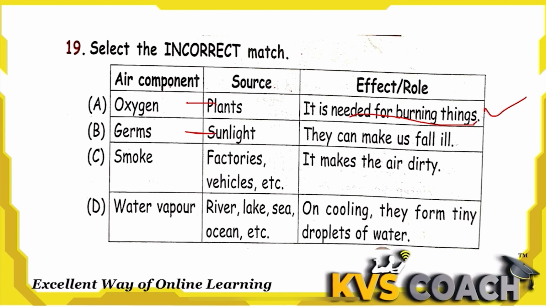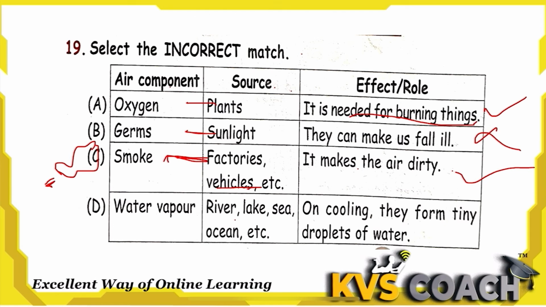Second is germs, source is sunlight. No, this is wrong. We cannot get germs from the sunlight. Smoke, factories and vehicles. Yes, smoke comes from factories and vehicles. This is right. We already saw in the previous picture that there is smoke coming from the silencer. It makes the air dirty. Yes, this is absolutely right.